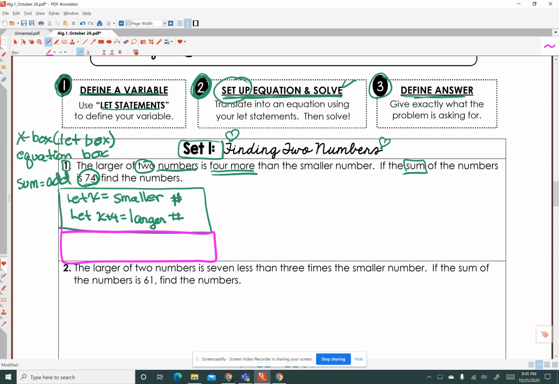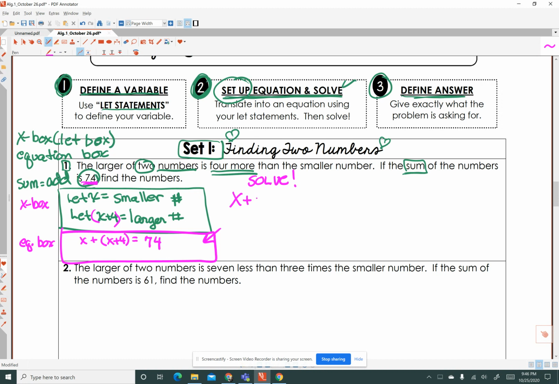So we know that the first number, x, plus the second number, equals 74. So we have our x box and our equation box. Now we just simply need to solve. So this is the problem we'll solve.